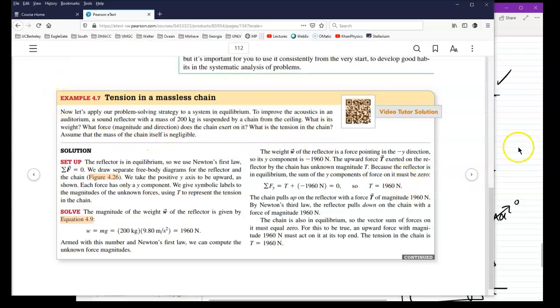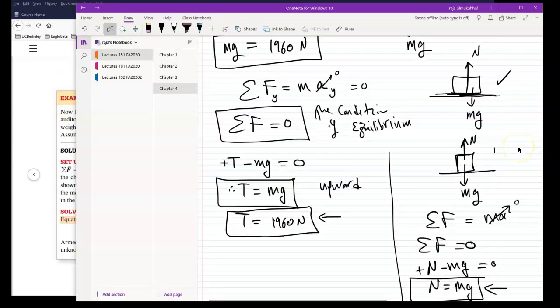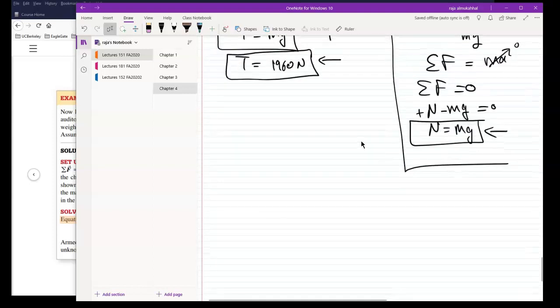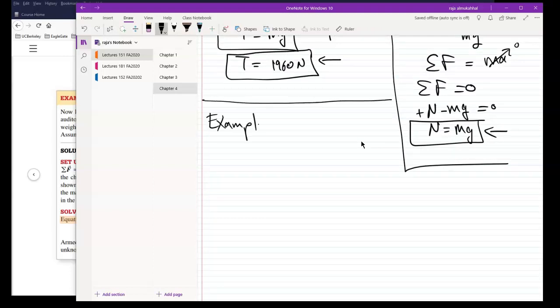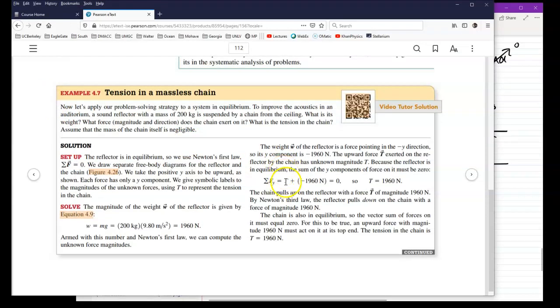One more problem before I finish. I want to do example 4.8, so we'll finish the bulk of the examples in the book. I'll do it quickly. I think it's on the same page. Yes, it is. Scroll down. Oh, next page, sorry.